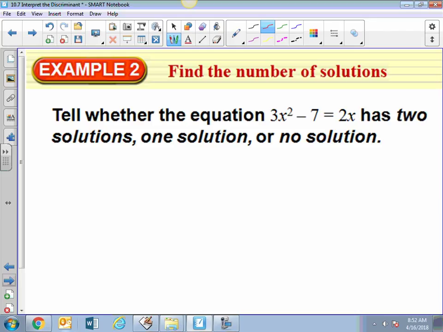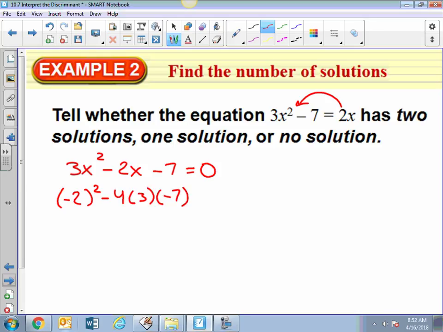So here we go. First off, I'm going to move this 2x over to the left side of the equation. So I have 3x squared minus 2x minus 7 equals 0. Now, you're not actually solving for x on this. You're just telling how many solutions there are. So make sure when you get your worksheet, you look through the directions. And if it just says how many solutions does this have, you don't actually have to find the x values.